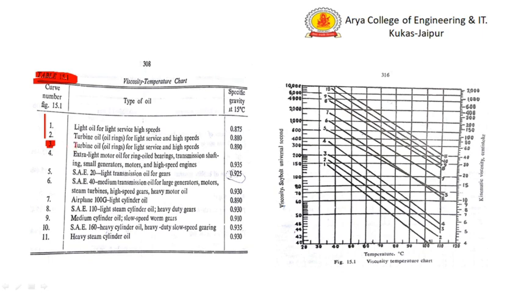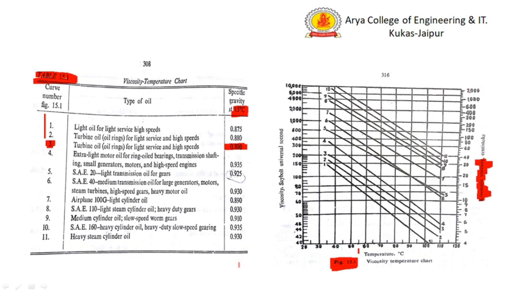Oil number 3 is turbine oil rings for light service and high speed, and for that oil the specific gravity rho at 15 degrees centigrade is 0.890. Now for this oil, go to figure 15.1 of the data handbook. This is the diagram between temperature and kinematic viscosity, kinematic viscosity in centistokes. So this is the value of Z dash K.